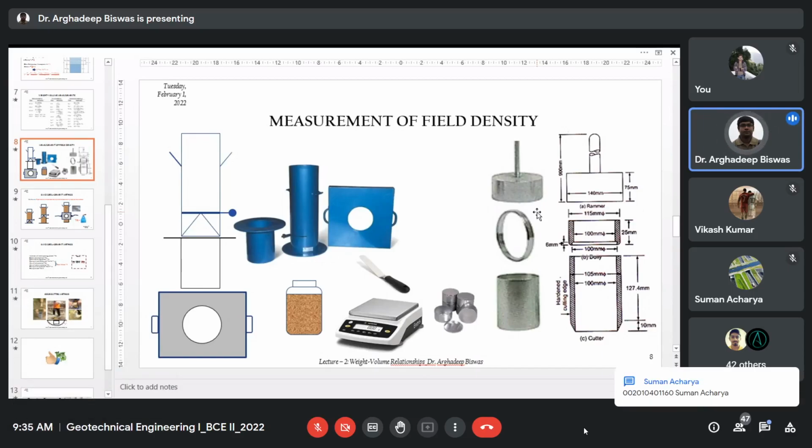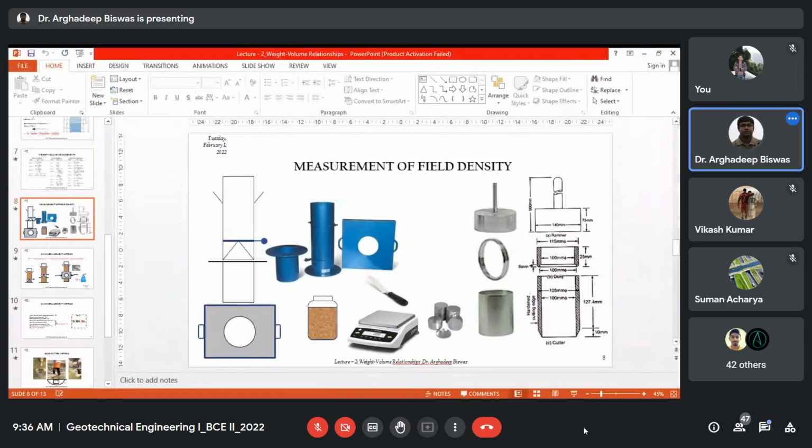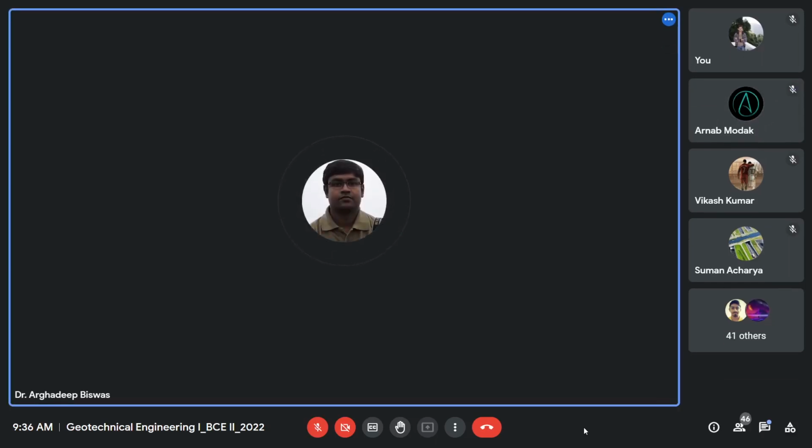Whereas the right-side method, the core cutter method, will collect the in situ sample or in situ density, and the rest will be determined in the laboratory. So it is a direct measurement, whereas the sand replacement method is an indirect measurement. Just allow me 2 minutes. So the core cutter method is direct measurement, and the sand replacement method is indirect measurement. With that, I am closing that presentation right now. The remaining will be discussed in physical classes. I will move to our next discussion, that is index properties.